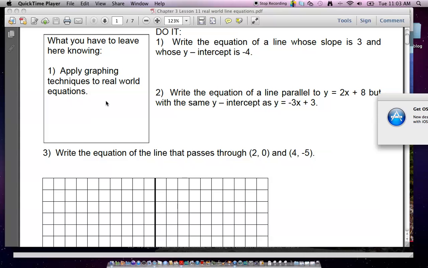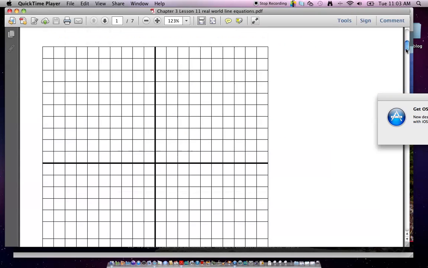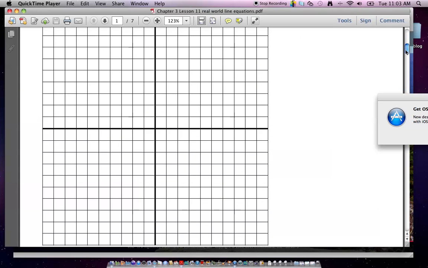So, (2, 0) and (4, -5). So here's (2, 0) and here's (4, -5): 1, 2, 3, 4, 5, -5. So, look, there's a slope. Another way to think of slope is rate of change. What's another way to think of slope? Rate of change. On a straight line, it's a constant rate of change.